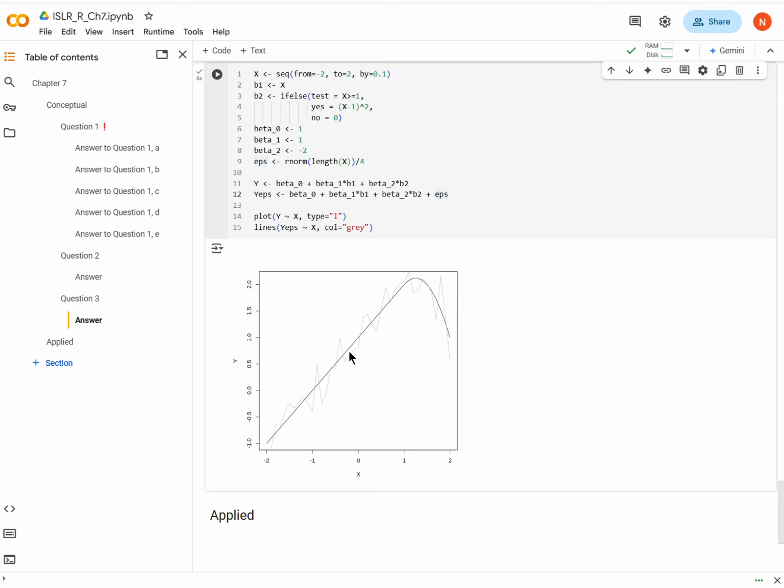And so it kind of makes sense. When x is less than 1, then our equation here is just beta naught plus beta 1 times basis function 1, and basis function 1 is just x. So we get this nice slope of 1 until x equals 1, because now when x equals 1, we have beta 2, which is equal to negative 2, times (x - 1)², so minus some small number, at least within the domain of x here.